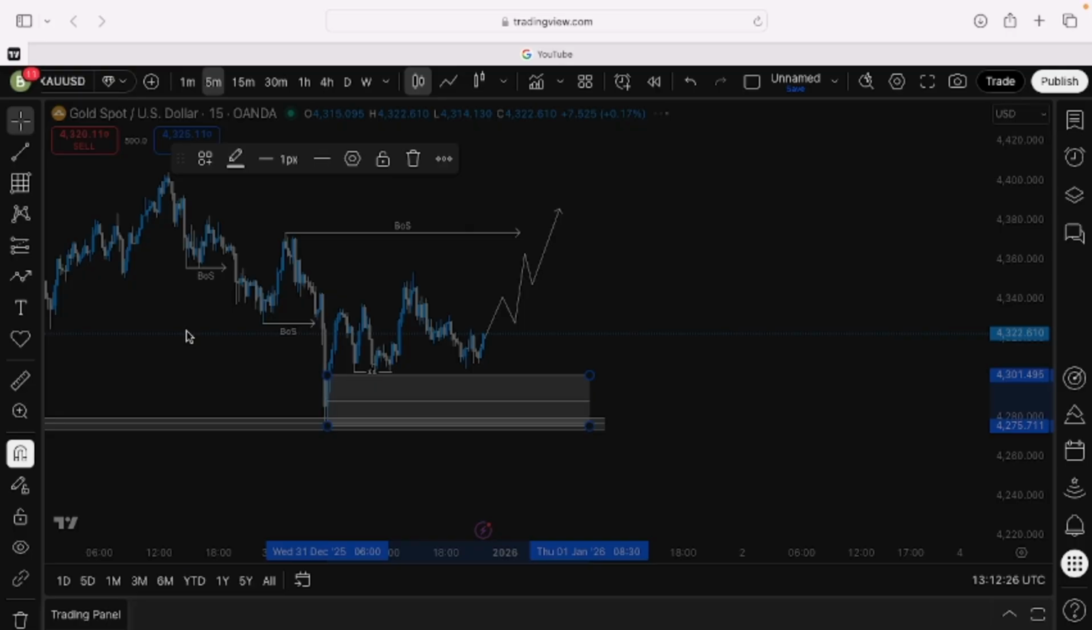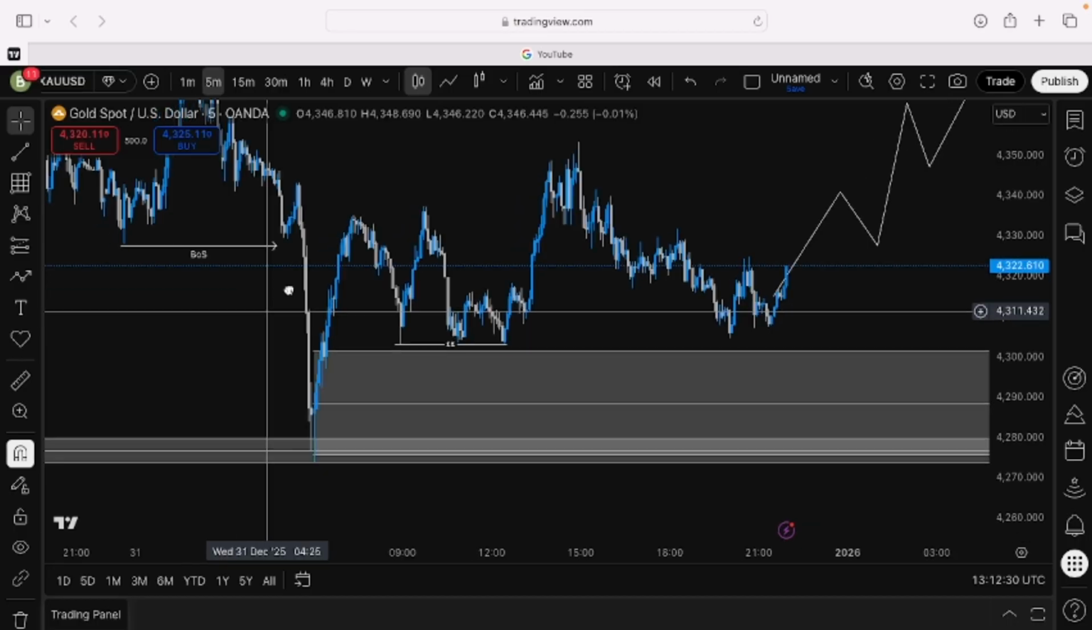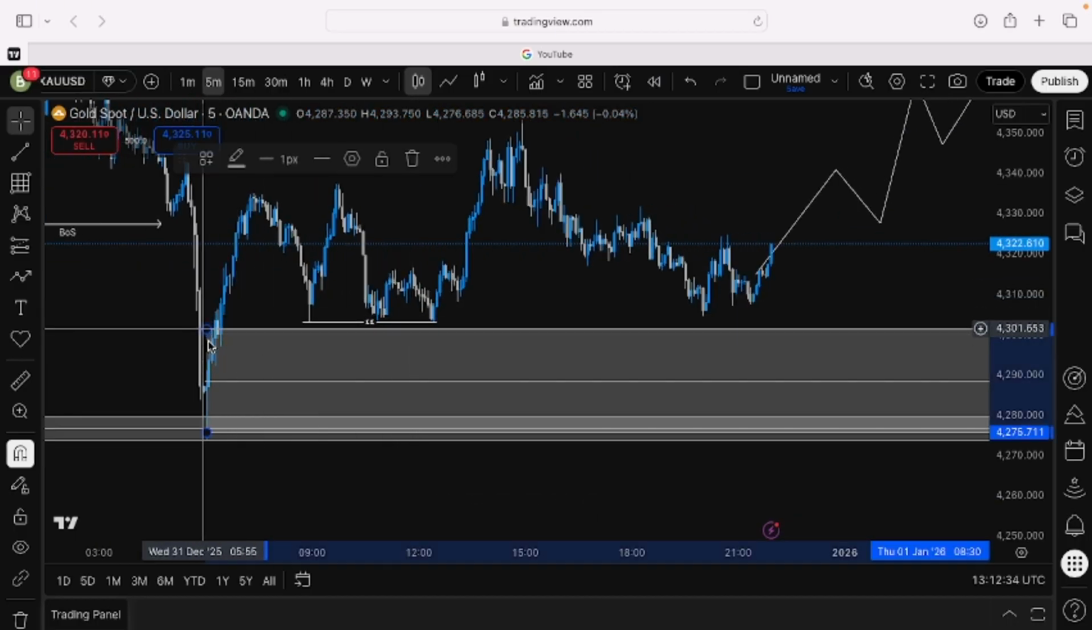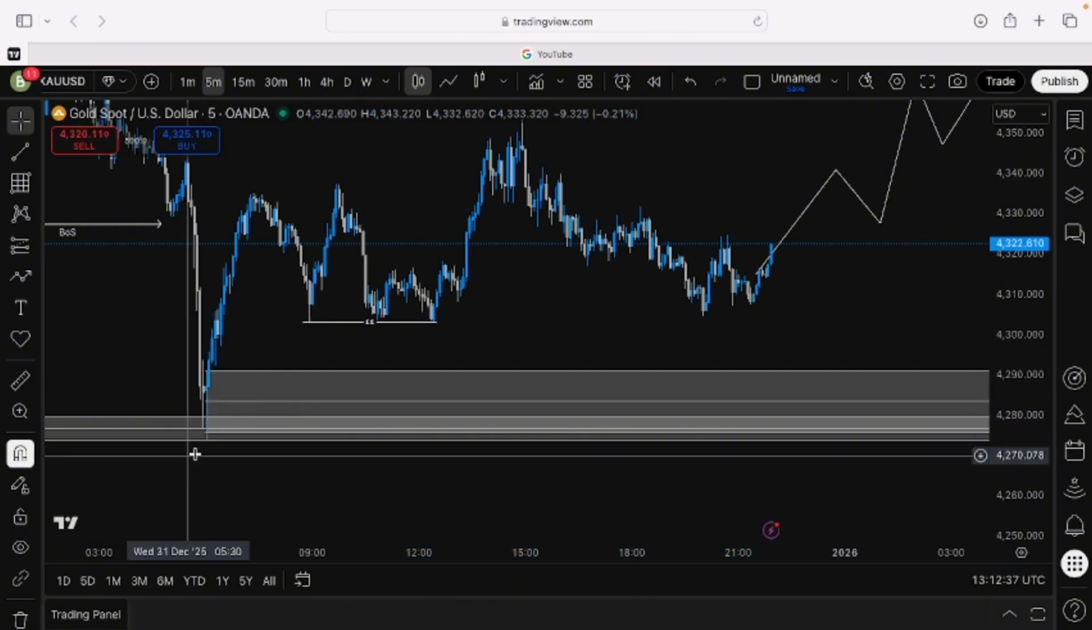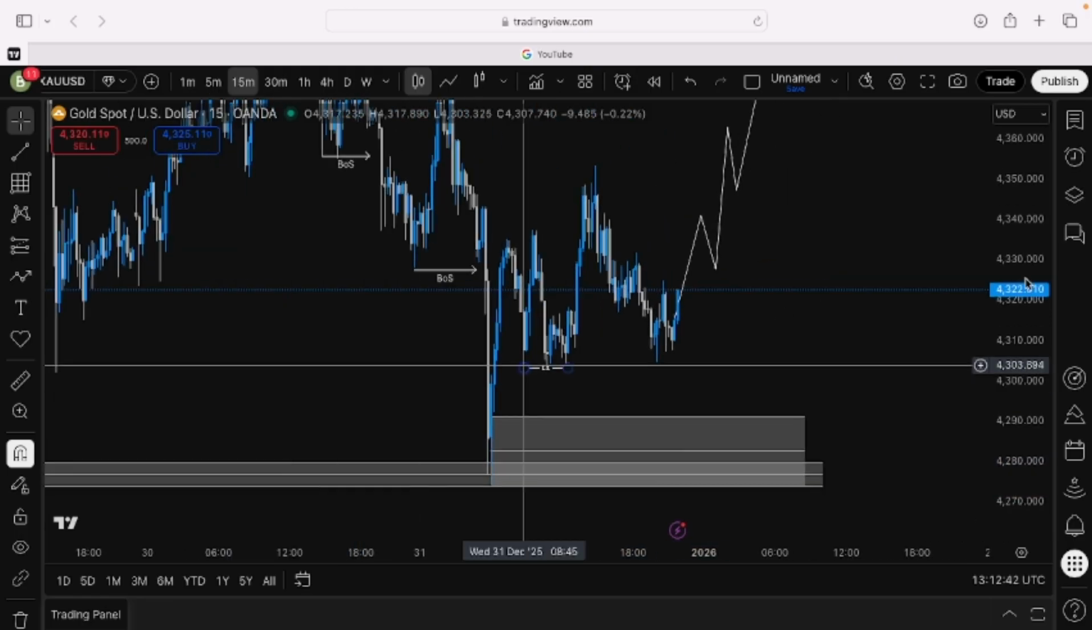So I'm going to use the 5-minute time frame to further refine the zone here, just because there were some areas that were left out. As you can see, the liquidity is nicely put right there. This is the area that we're going to use to take our opportunity. Back to the 15-minute time frame again.